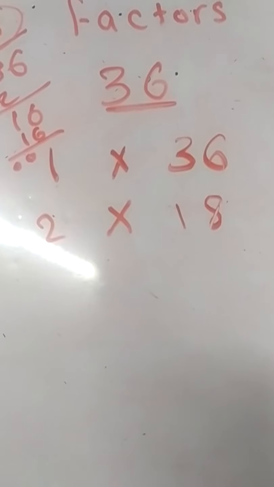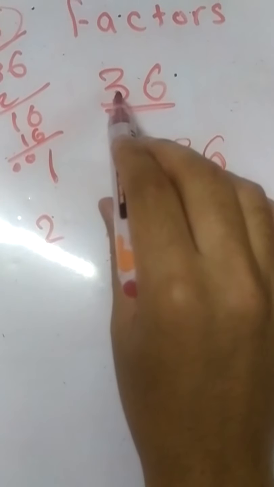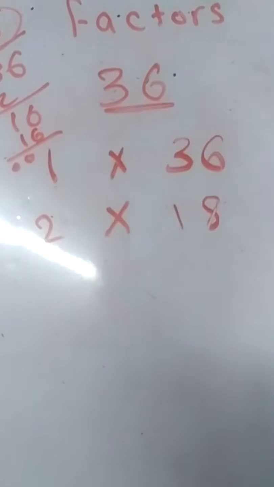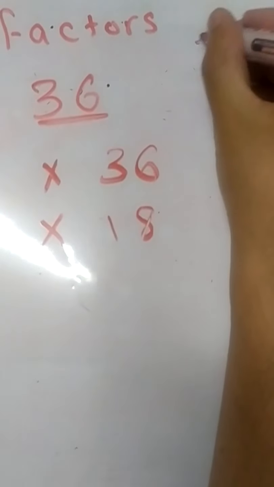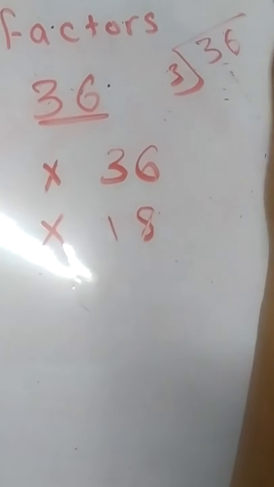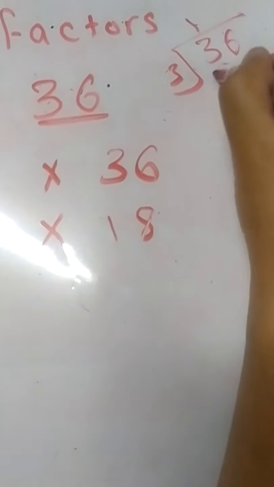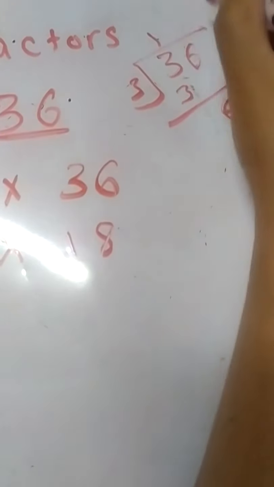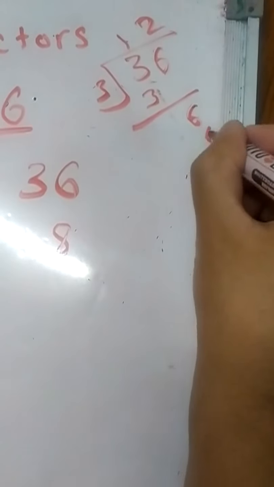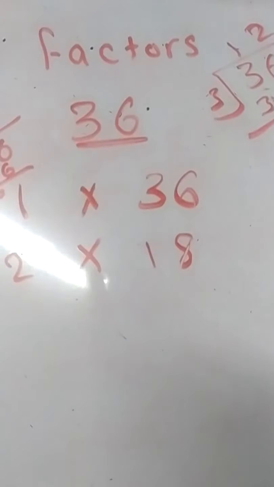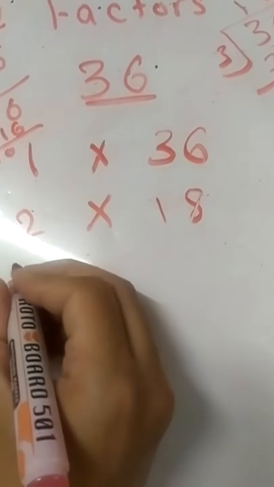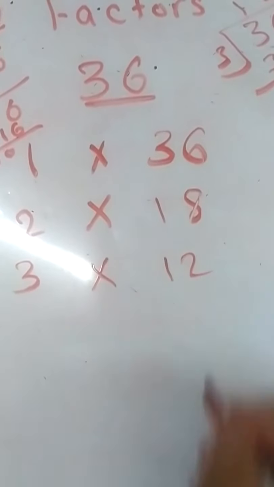We know that to tell if a number is divisible by 3, you can add the digits of this number. 3 plus 6 equals 9. 9 is in the times table of 3. This means 36 is divisible by 3. So I can do 36 divided by 3. 3 divided by 3 equals 1. 1 times 3 is 3. I subtract and have 0, bring down 6. So 6 divided by 3 equals 2. 2 times 3 equals 6. That's 0. So 36 divided by 3 equals 12. So I write here 3 times 12.